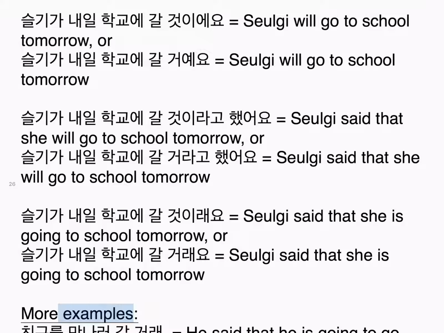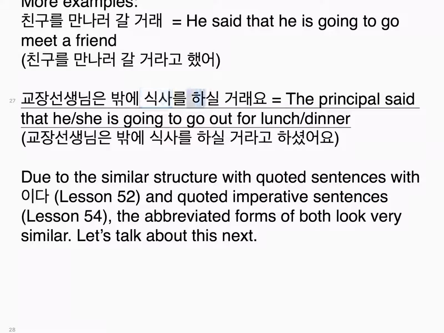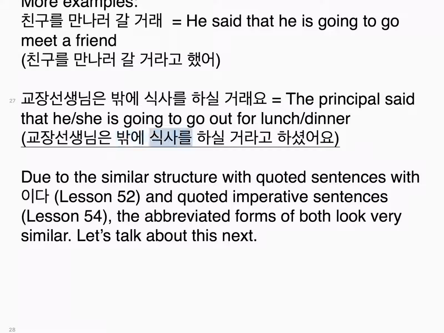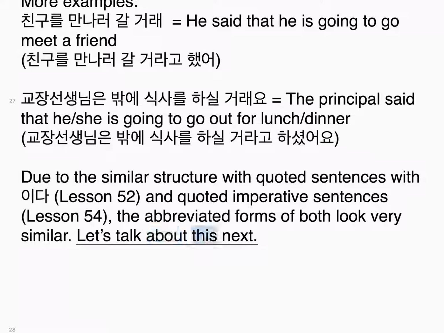More examples. 친구를 만나러 갈 거래. He said that he is going to go meet a friend. 친구를 만나러 갈 거라고 했어. 교장 선생님은 밖에 식사를 하실 거래요. The principal said that she is going to go out for lunch. 교장 선생님은 밖에 식사를 하실 거라고 하셨어요. Due to the similar structure with quoted sentences with 이다, Lesson 52, and quoted imperative sentences, Lesson 54, the abbreviated forms of both look very similar. Let's talk about this next.